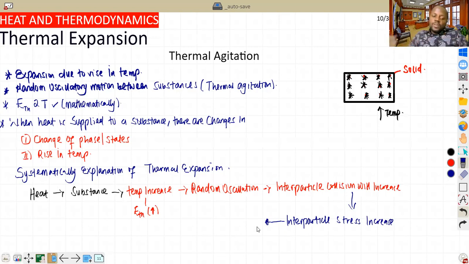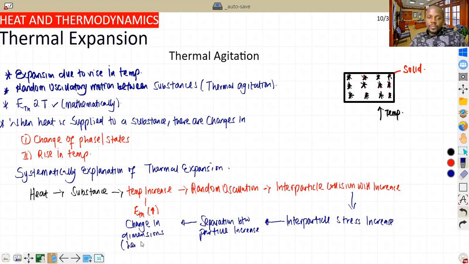They will be stretched because there is stress. So you expect separation to be the next. Separation between particles also increases. Then when the separation increases, you are going to observe a change in dimensions of the substance. Examples of dimensions we talk about are the length, which changes, the area, which changes, and the volume, which also changes. What we mean by that is the dimensions have increased.